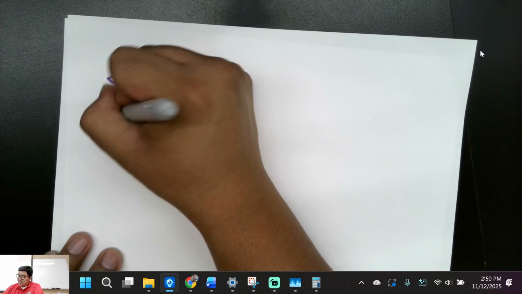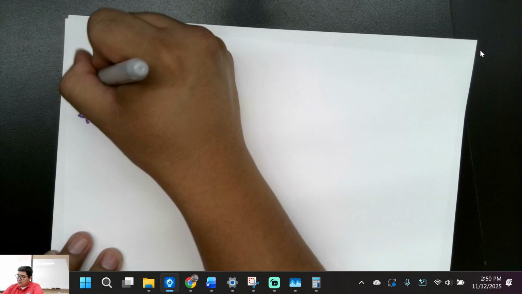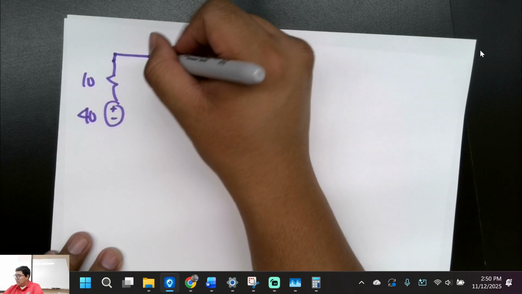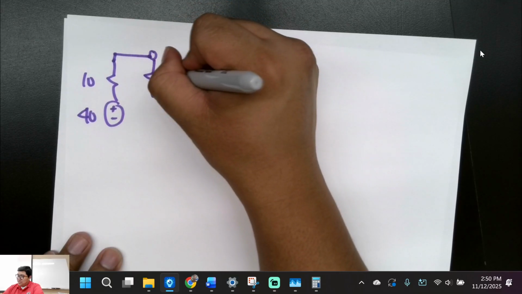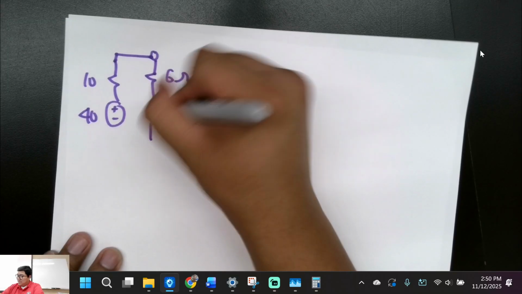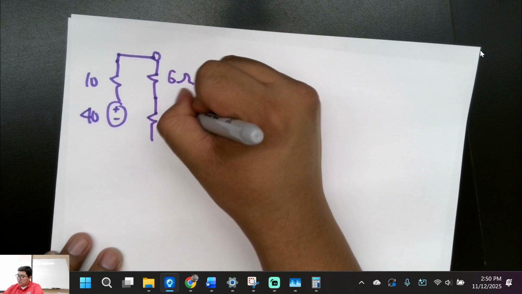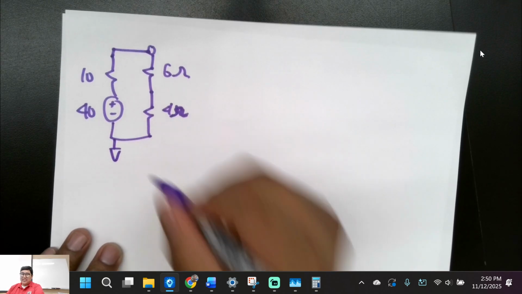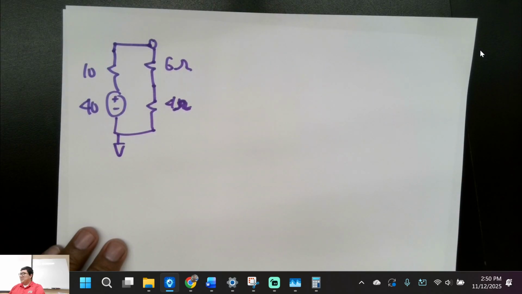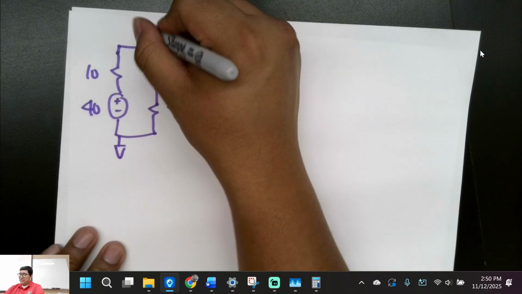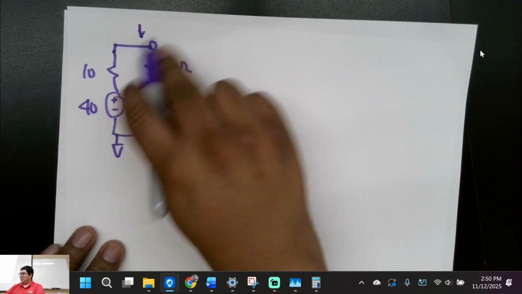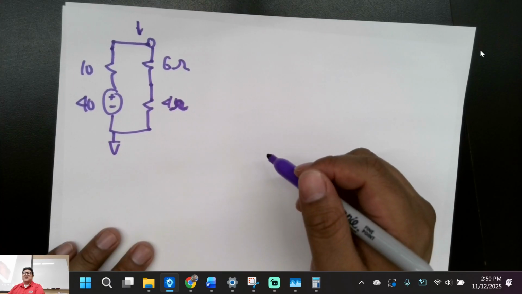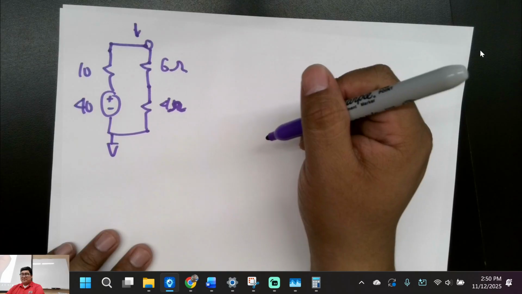Resistor, plus minus, 40, 10. And then we just replaced this resistor with 6 ohms. And then 4 ohms right here. There we go. Is that looking better? Because right now I'm trying to find the voltage right here, or better yet, what's the total current coming out. Let's solve for the current. What's the total current in this?